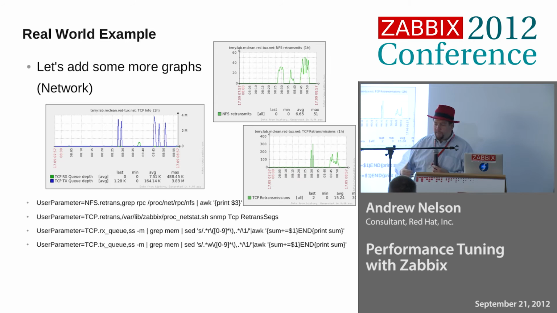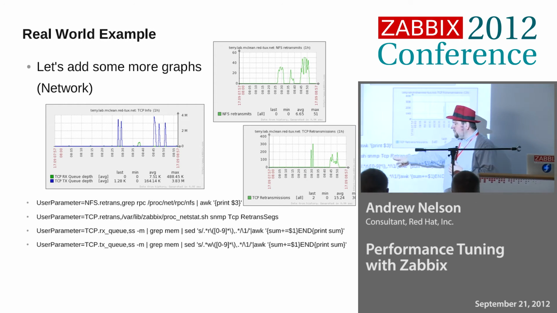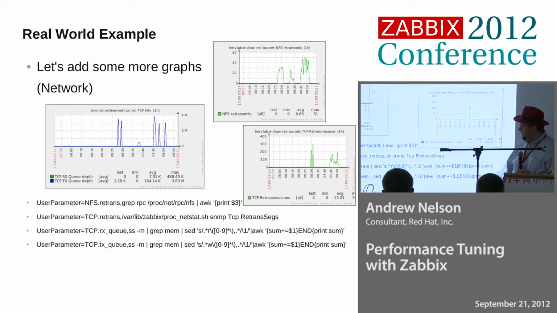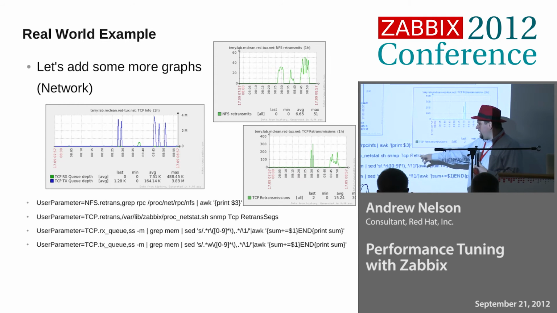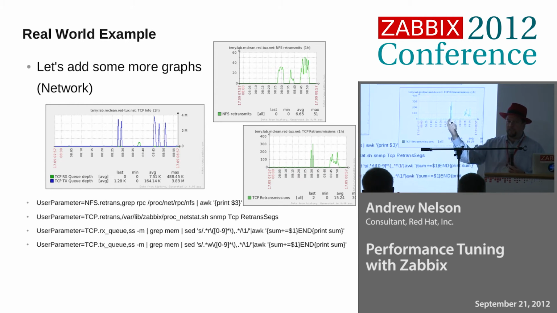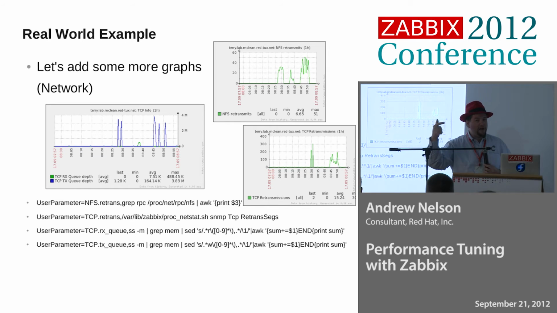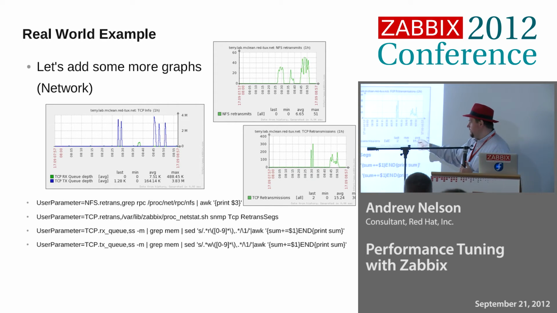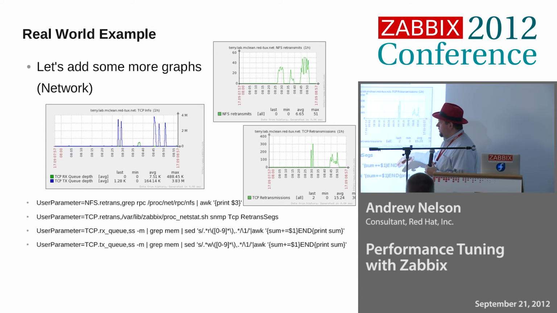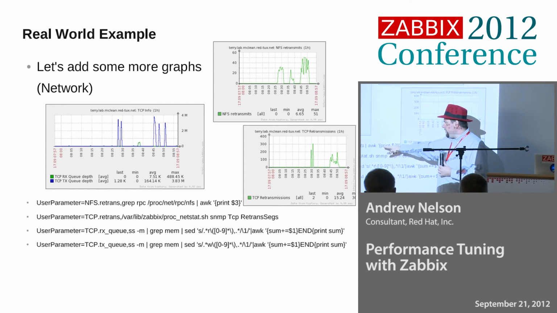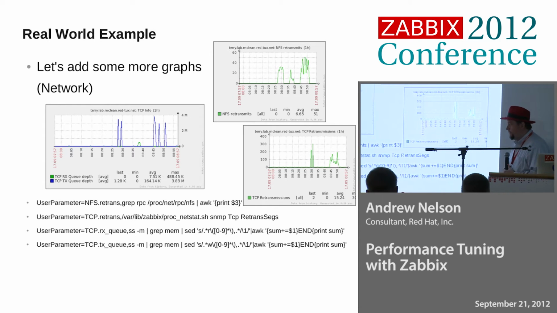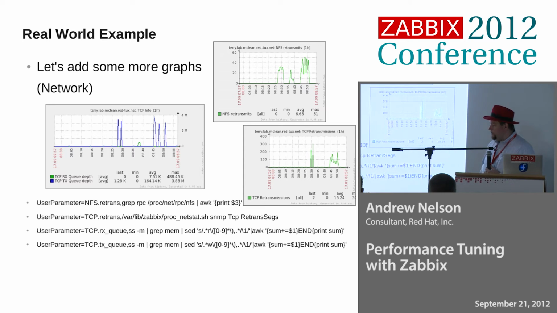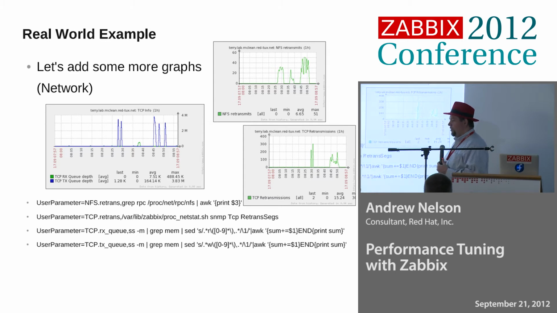In the slide, I've got the programs that were used to generate each one of these graphs. For retransmissions, there's a special shell script I wrote that pulls data out of /proc, depending on which file you want to pull it out of. And NFS retransmits is straight out of /proc/net/rpc/nfs, and we're basically just going after the RPC line and then pulling column 3 out of it.